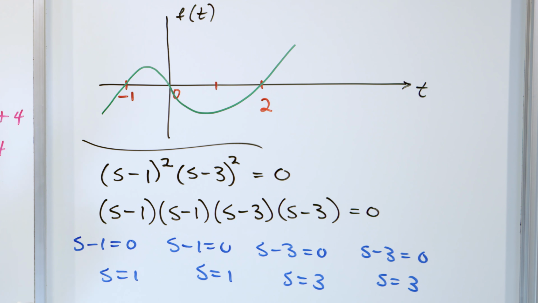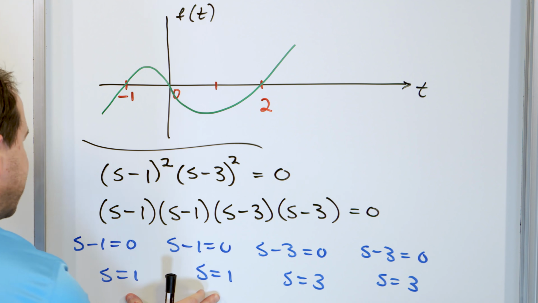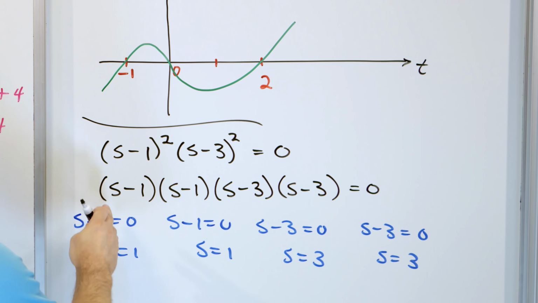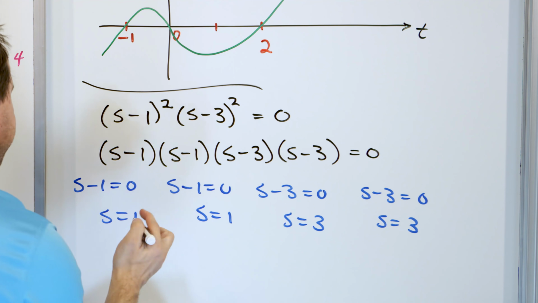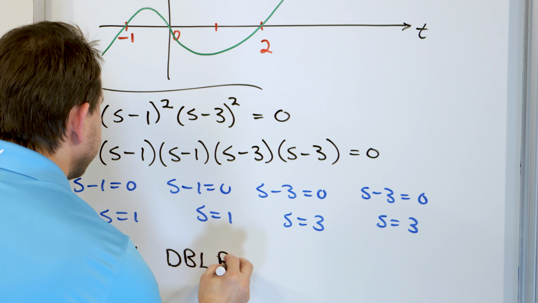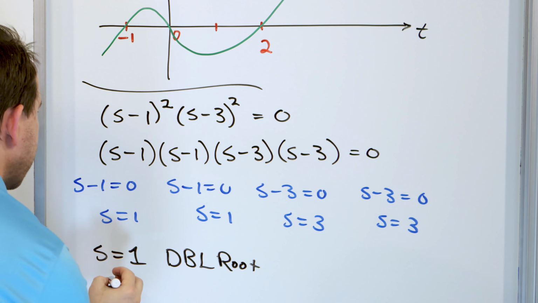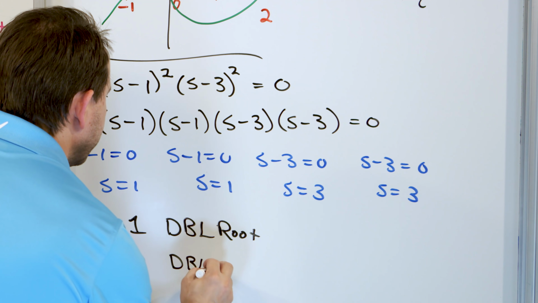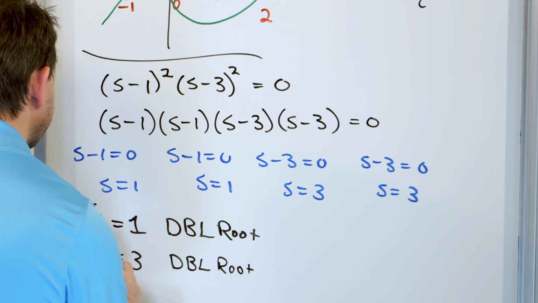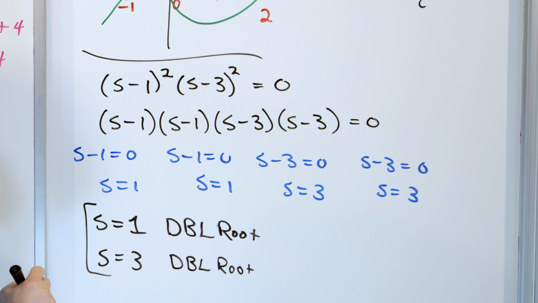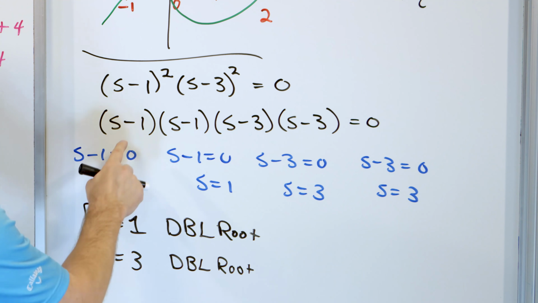So we do have four solutions. However, notice that two of them are exactly the same. The ones are the same. And the threes are also the same. So the way you really write it down, instead of saying s can be 1 or 1 or 3 or 3, you say s can be equal to 1, and we call that a double root. You can write the word double out if you want. And then you also say s can be 3. You can write that and say double root. This is what you would circle on your test. So what you're saying is that there are only two unique solutions at 1 and 3. But this one really counts twice because it was present twice.